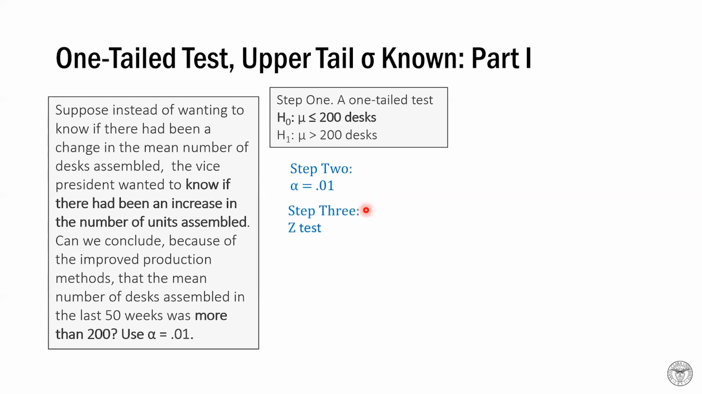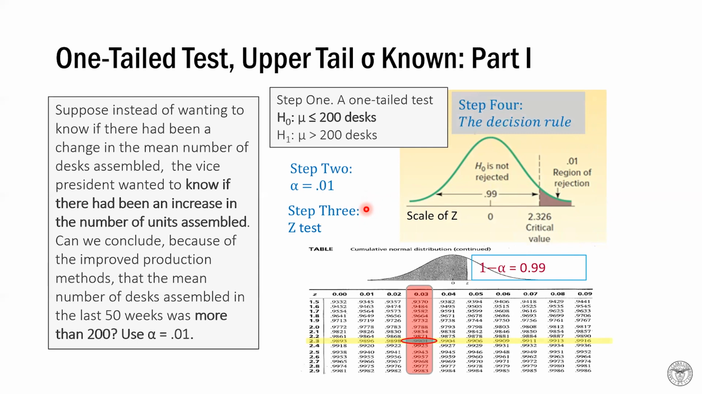In forming the decision rule, the critical values for a one-tail test are different from a two-tail test at the same significance level. In the two-tail test, we split the significance level in half and put half in the lower tail and half in the upper tail. In a one-tail test, we put all the rejection region in one tail.